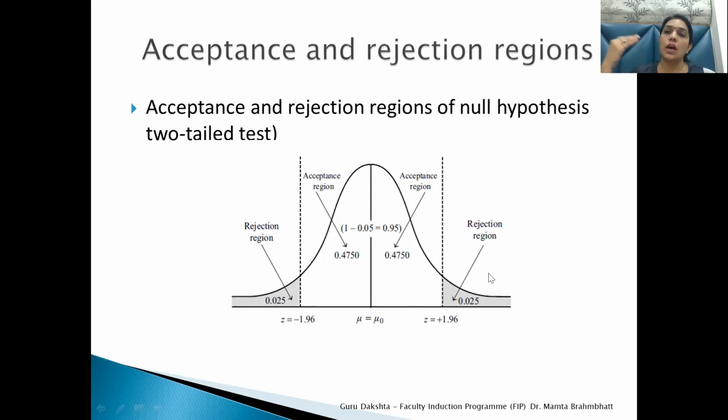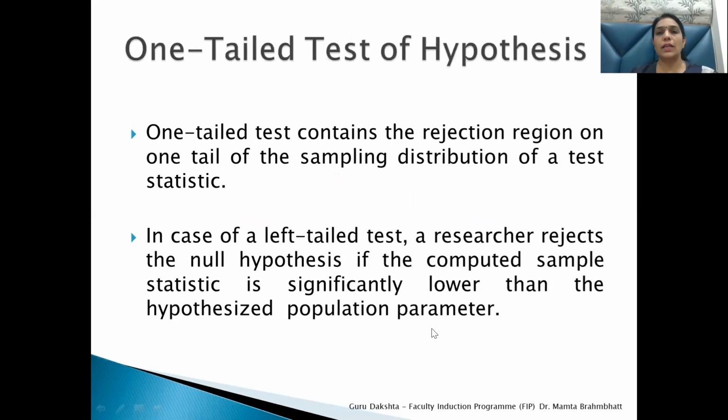And those who are earning above 50,000, they will reject my hypothesis from the right hand side. So in a two-tailed distribution, my hypothesis will be rejected from both sides. This is called the rejection area and this is called the acceptance area.